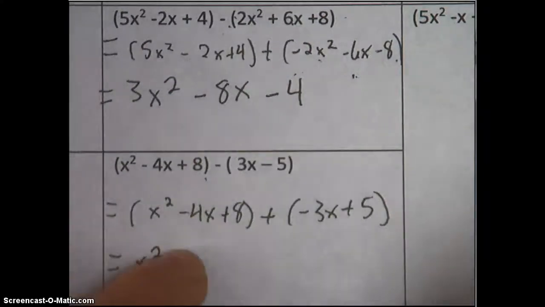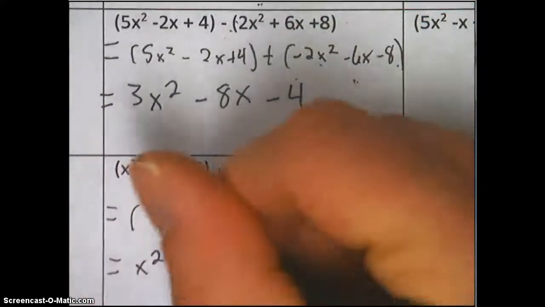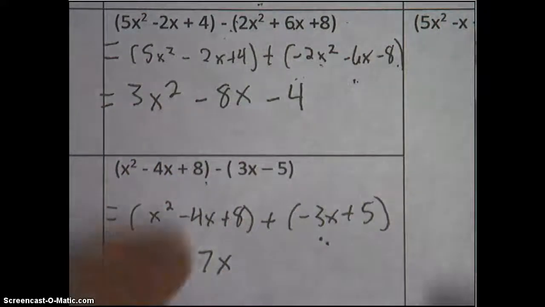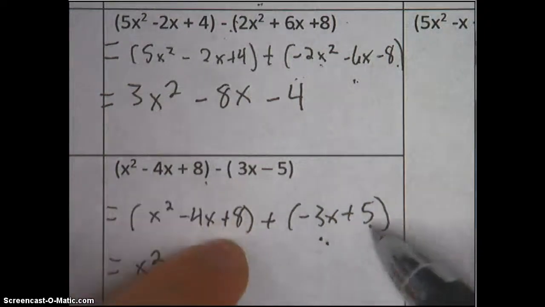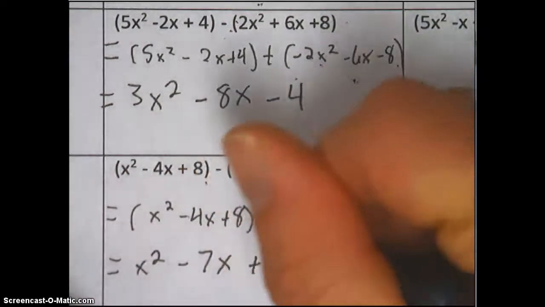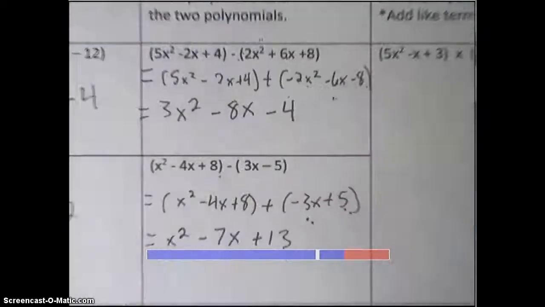How many x's do you have? You've got negative 4x and plus a negative 3x. Negative 4 plus negative 3 is negative 7x. How many constants do you have? You've got 8 here. You've got 5 there. 8 plus 5 is 13. So adding and subtracting polynomials is pretty simple.